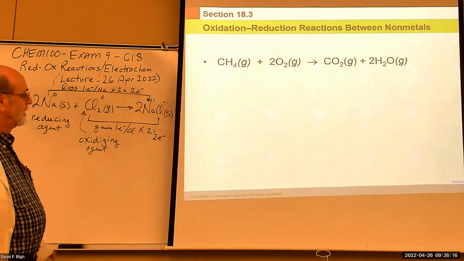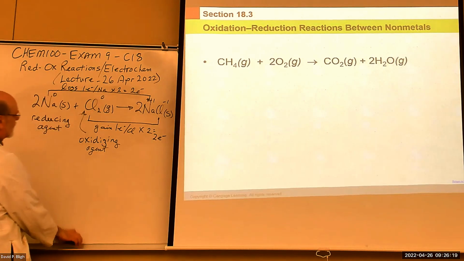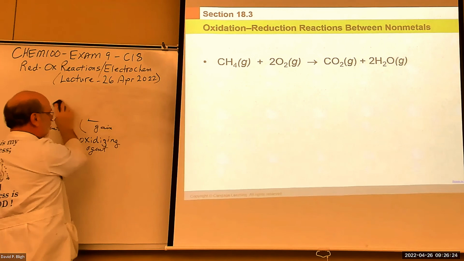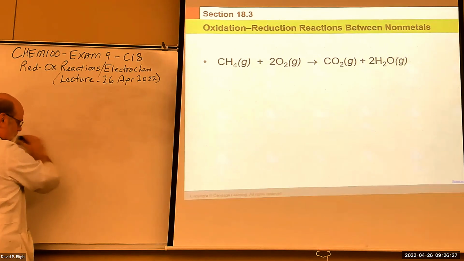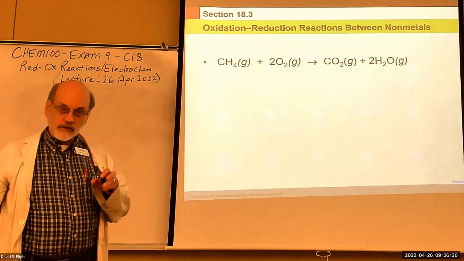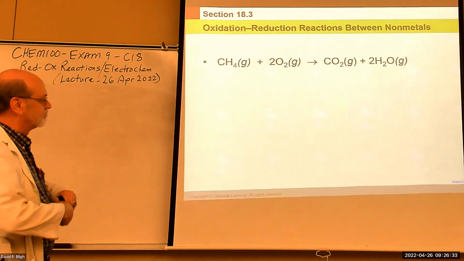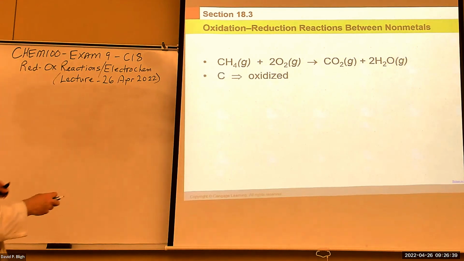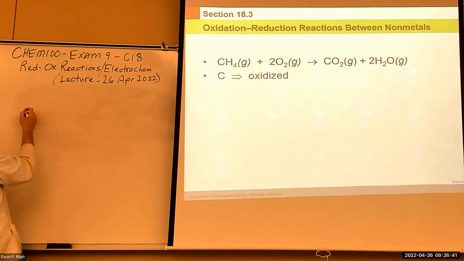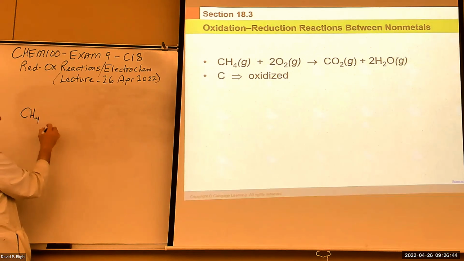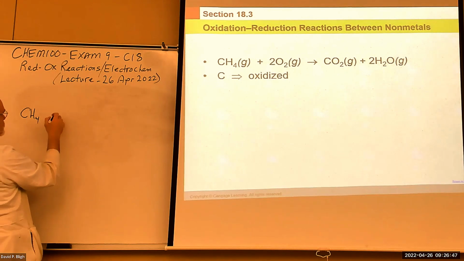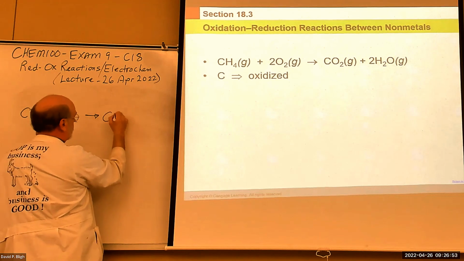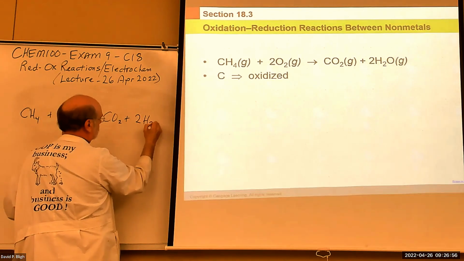All right. Now we have an example. There are no metals in this reaction. These are all nonmetals. We can still use our bookkeeping scheme. Let me see what the questions are. Oh, okay. We've got to say what's what. CH4 plus 2 oxygens gives a carbon dioxide and 2 water. I'm going to leave out the phases because they're all gases.